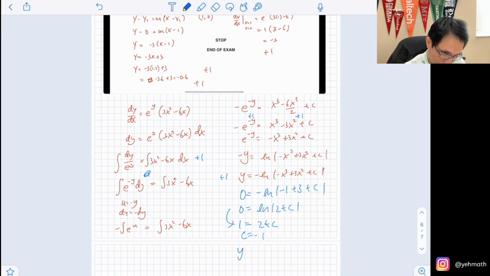So it'll be y equal to negative natural log of e to the negative x cubed plus 3x squared minus 1. Is that okay? Sarah, do you got this? Everything? Before I go over it? It's good. So you will earn all 9 points.